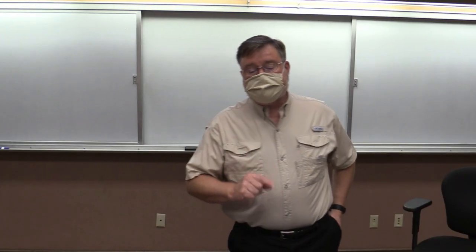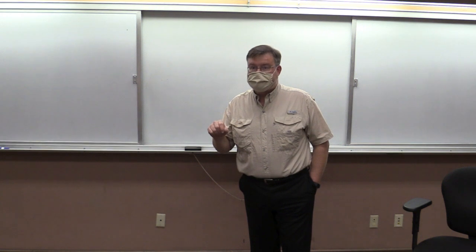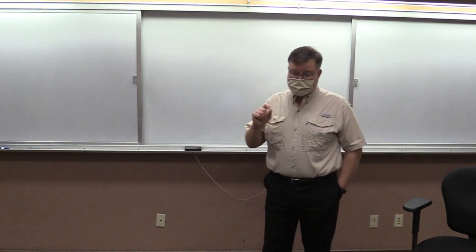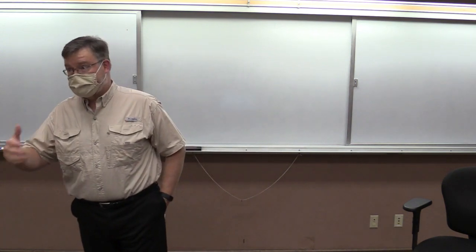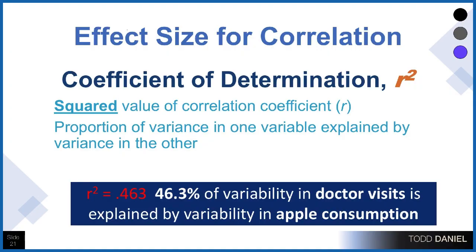So what we can do then is take that r value and square it. Now remember, anytime you square a number, it becomes positive. A positive number squared is positive, clearly, but a negative number squared becomes positive too. The r squared is called the coefficient of determination. This is our effect size, and it tells us something very specific. It tells us how much of the variability in one variable is explained by variability in the other variable.